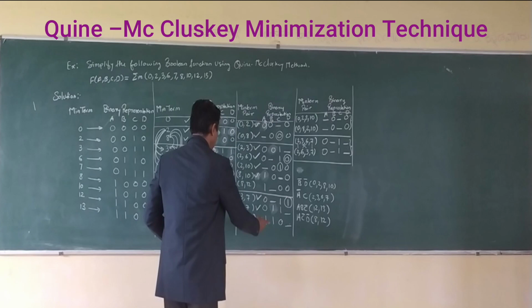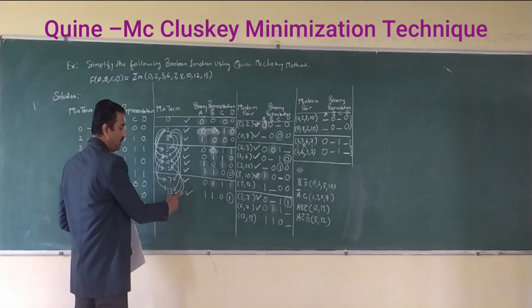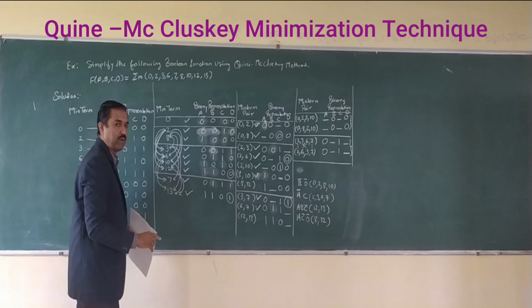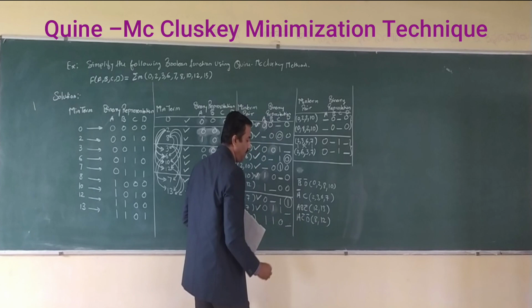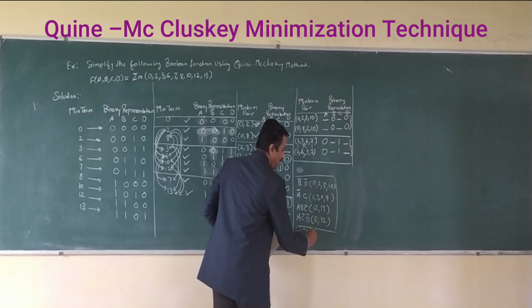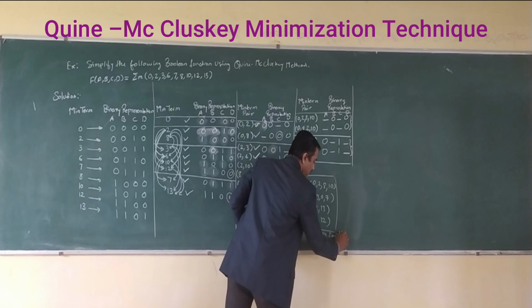Next, come here, check out if any min term which has not been ticked. Yes, all the min terms are ticked. 0 is ticked, 2 is ticked, 8 is ticked, 3, 6, 10, 12, 7, 13, all are ticked. So there is no further entry of any prime implicant. So this is my list of prime implicants. So this is a list of prime implicants, students.